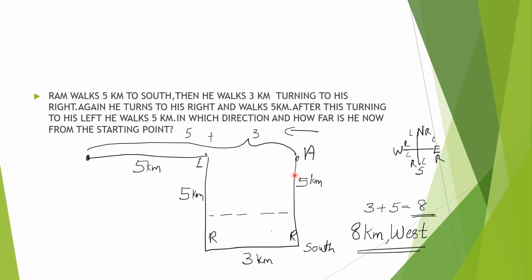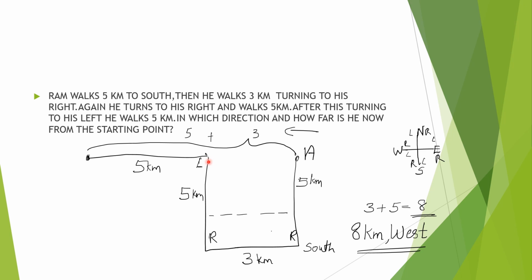Okay, he walks 5 kilometers to the south. Then he walks 3 kilometers, turning to his right. He turned right side and walked 3 kilometers. Again, he turns to his right. Then he turned to the right and walks 5 kilometers.